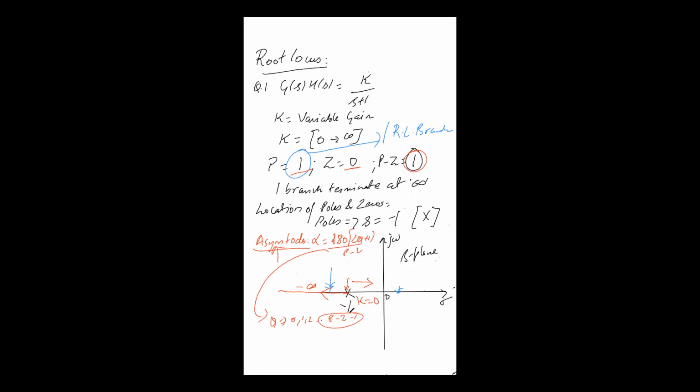In this case, p minus z minus 1 will be equal to 0, because p minus z is already 1. So the value of q will be 0. If you put the value of q as 0, alpha will come out to be 180 degree. So alpha we have got as 180 degree.